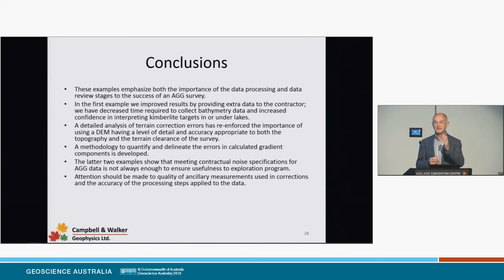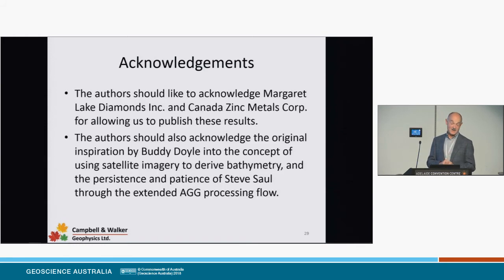Ashbourne's talked about it, Mark has talked about it, Louise has talked about it. We need good terrain models. The terrain models, we're sort of accepting what they are, and I've heard about the new gravimeters coming out. In British Columbia, we're going to need a LiDAR survey. I think we're going to need true LiDAR. Okay, and I've got a methodology to quantify and delineate the errors on the calculated grading components.